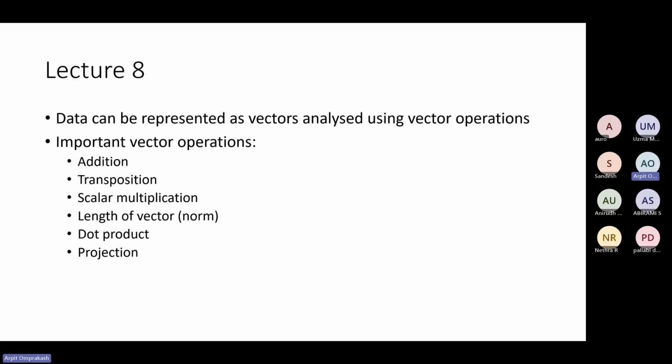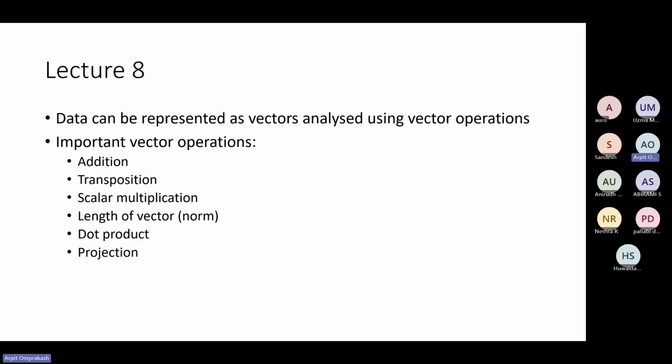Sir told about vectors. Basically, the data that we might have, for example, if we are doing an experiment measuring, let's say, gene expression. We have a certain number of genes, let's say 10 genes, and we do an experiment and find the level of gene expression, and we get some value for each.